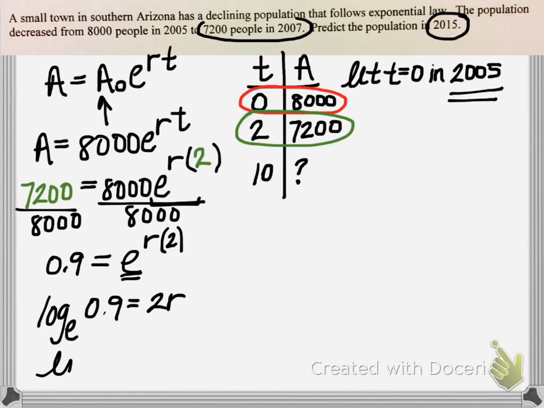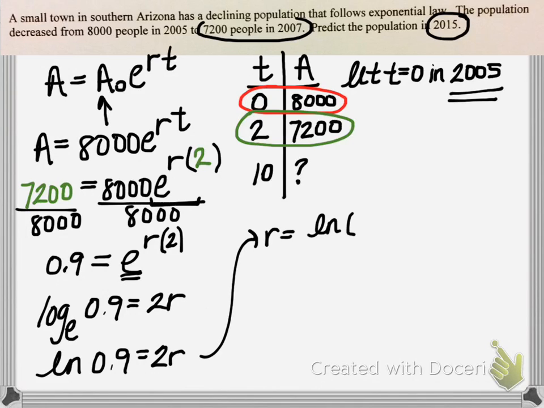And log base e is the same as natural log. Many of you probably will skip this intermediate step, but I'll include it just so you can see what I'm doing as I rewrite the equation in log form. So we have the natural log of 0.9 is equal to 2r, and then divide by 2. So we'll have r is equal to the natural log of 0.9 divided by 2, and then you can go to your calculator for that to get an approximate, and that's about negative 0.05. Remember, pause the video so you can check these calculations on your own with your calculator.